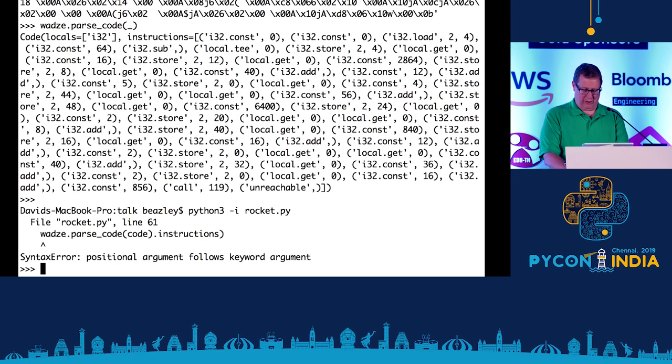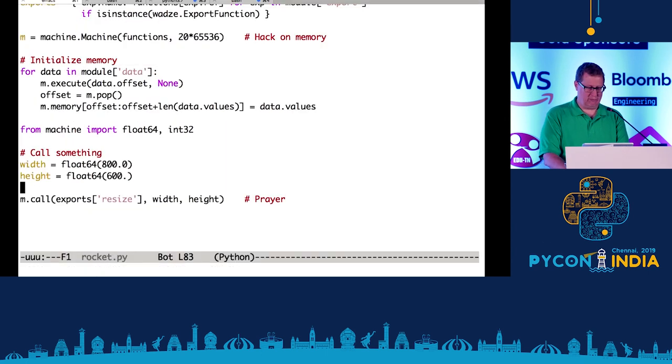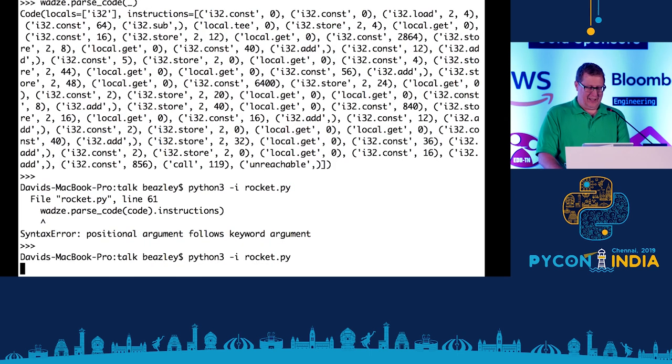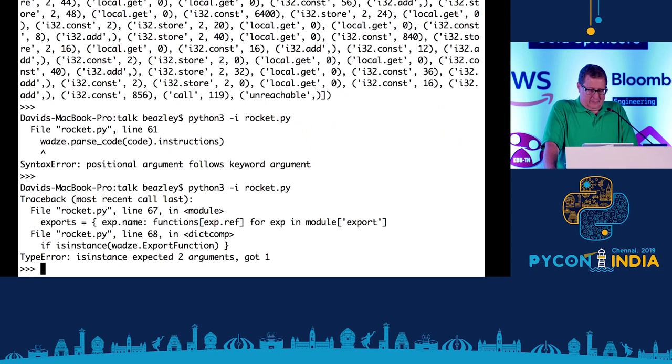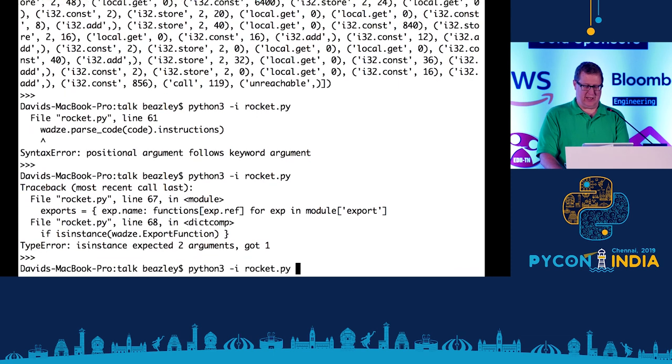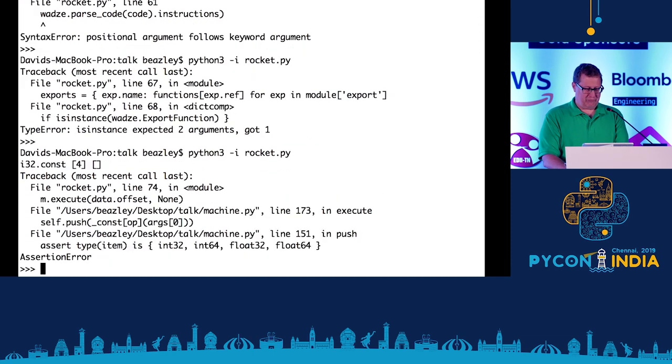Positional follows keyword argument. Oh, well, okay, we can fix that. Come on, Python, you're supposed to let me break the rules there. Okay, so let's try it. Is instance, okay, a few bugs here in the code. At least it's not in the machine yet. Okay, let's try that. Oh no, worst fears.